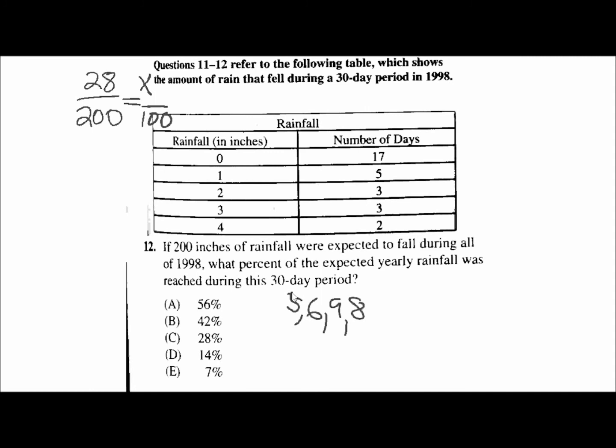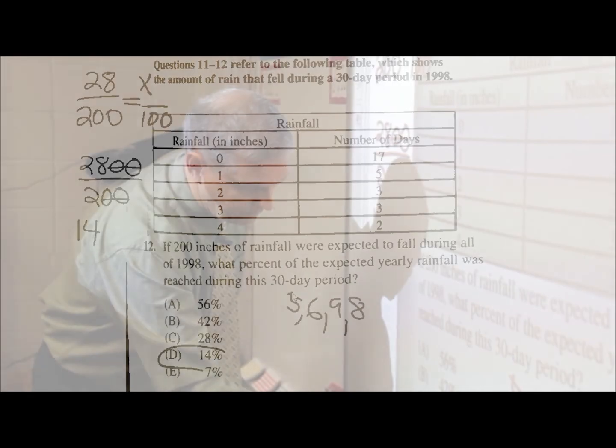So here again, we've set it up easily as cross multiplication. 100 times 28 is 2,800. And we need to divide that by 200 to find out what x is, because 200x equals 2,800. And I'm going to mark off these zeros. And then 2 goes into 28 14 times. So our answer is going to be D, 14%.